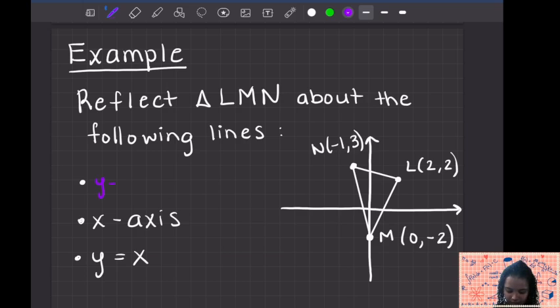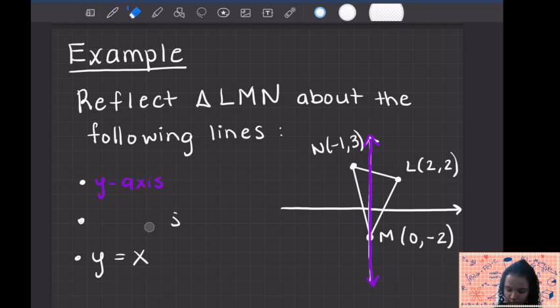So my y-axis is going to be in purple. And we know the y-axis goes vertically up and down. And if you don't know that, then you can go ahead and watch my video on translations. I talk a little bit more about that as well. And then the x-axis is going to be in green, which goes horizontally. And finally, the line y equals x, I'll do it in pink.